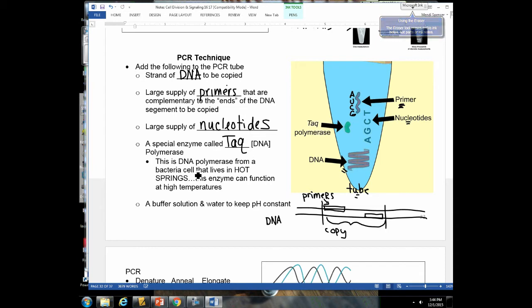And the reason why we must use this Taq polymerase, a special DNA polymerase, and not our own DNA polymerase, is because remember, the PCR machine is going to heat up to really warm temperatures, and proteins can denature. We need a DNA polymerase molecule that can function in really hot temperatures, and it does in those bacteria cells that live in those hot springs.